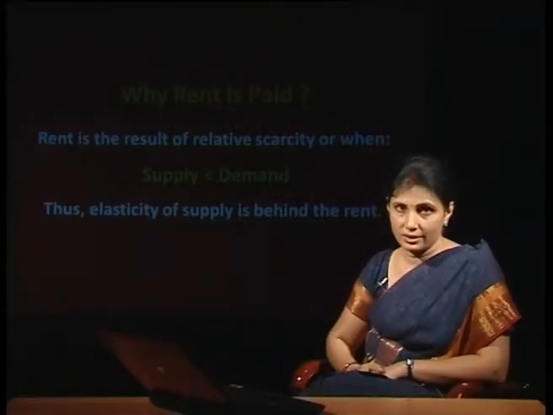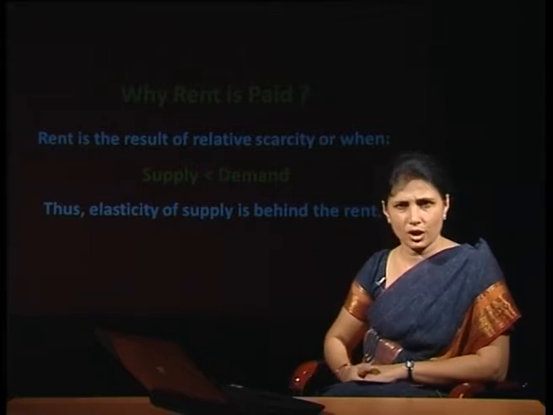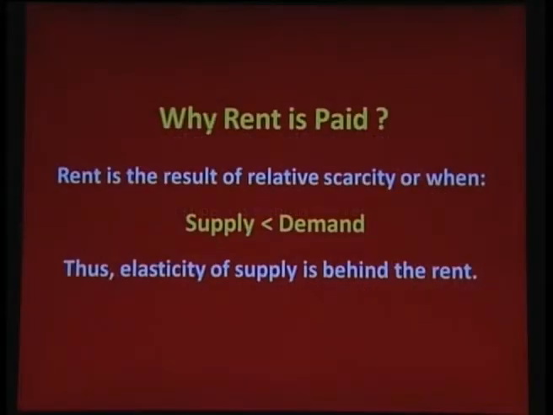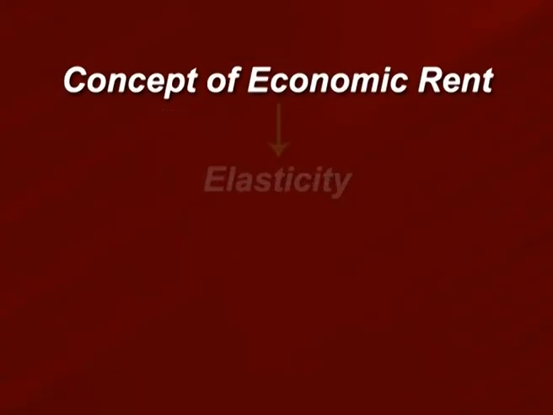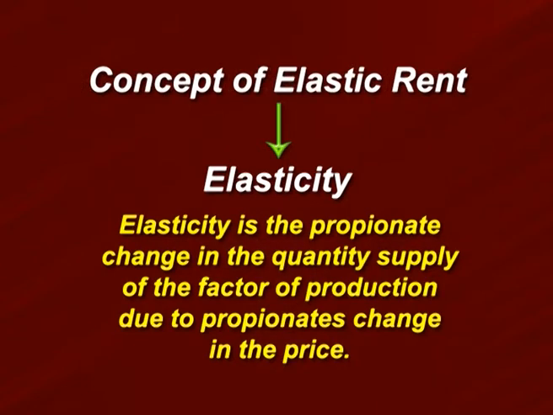Now, what is rent? Rent is the result of scarcity, because any factor of production is less in amount and its supply is less than its demand. So, whenever supply is less than demand because of scarcity, this rent arises. So, we can say that this concept of economic rent is basically related to elasticity. What is elasticity? Elasticity is the proportionate change in the quantity supplied of the factor of production due to proportionate change in the price.